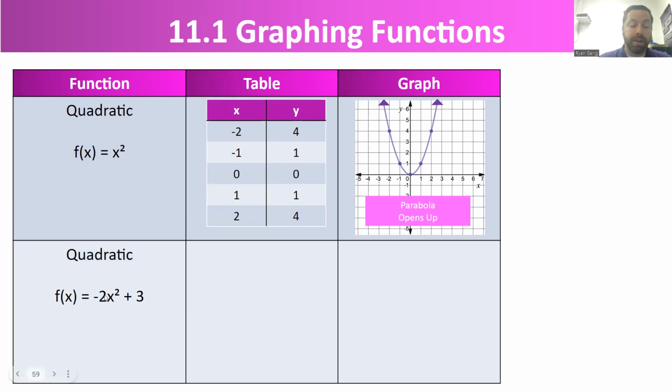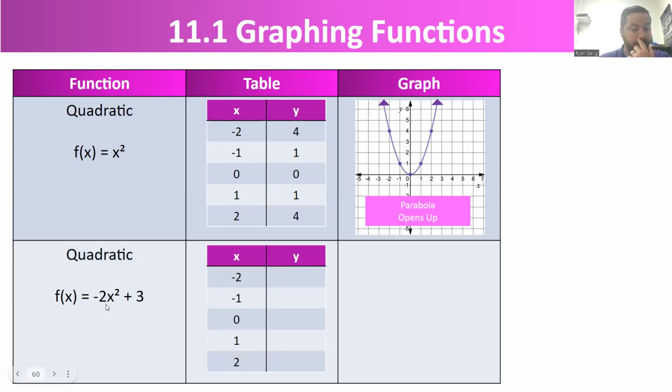Okay, another quadratic, -2x squared plus 3. If I take -2 and plug it in, -2 squared is 4. Then I multiply that by -2. So -2 times +4 is -8. -8 plus 3 is -5. -1 squared is 1. -2 times +1 is -2. -2 plus 3 is 1.